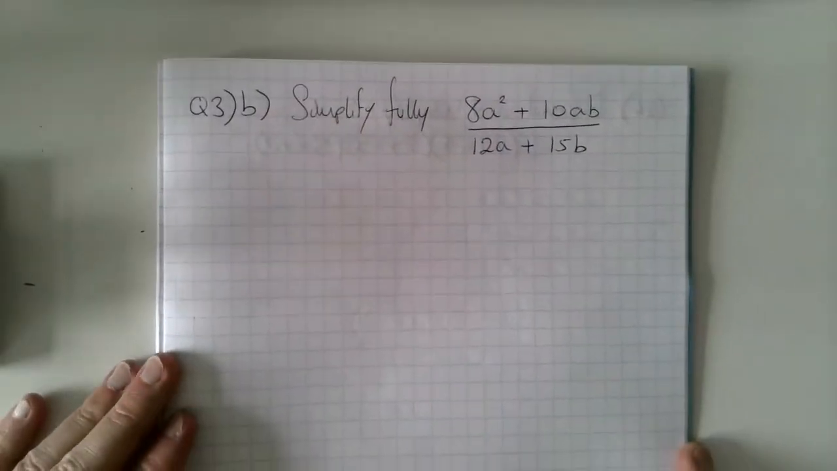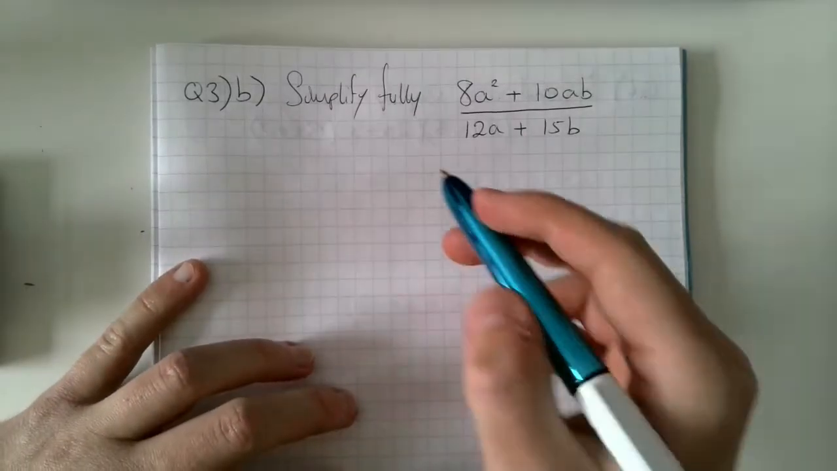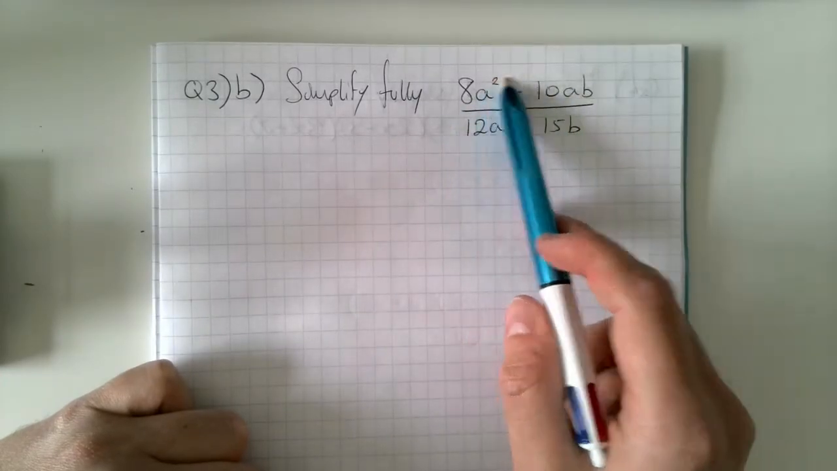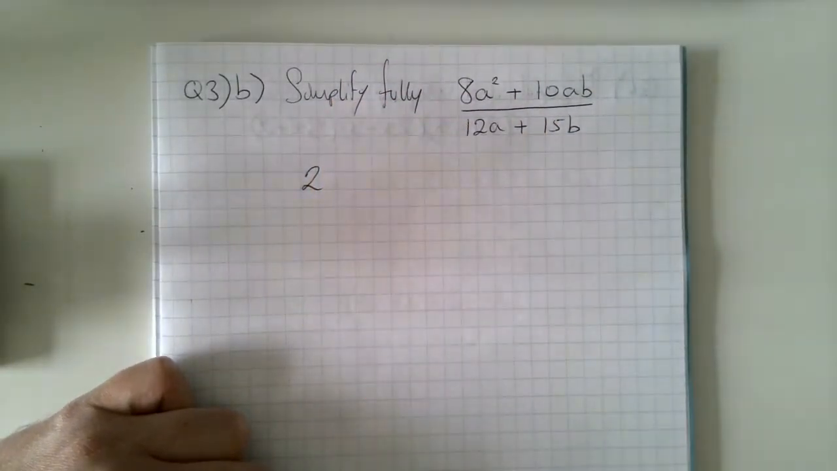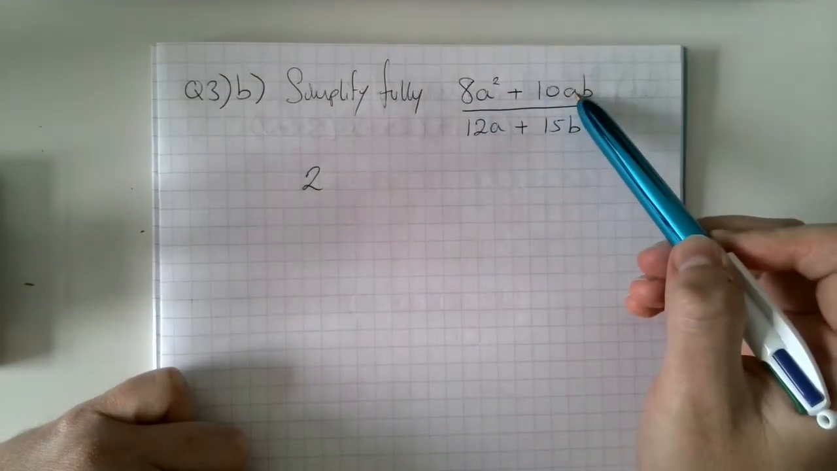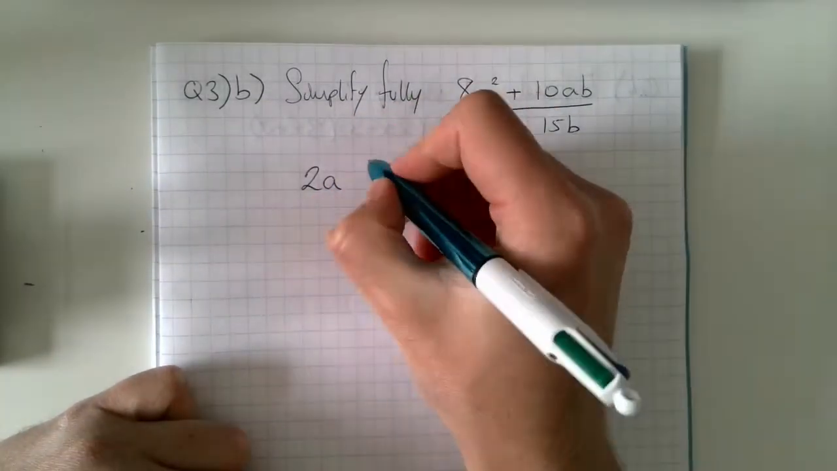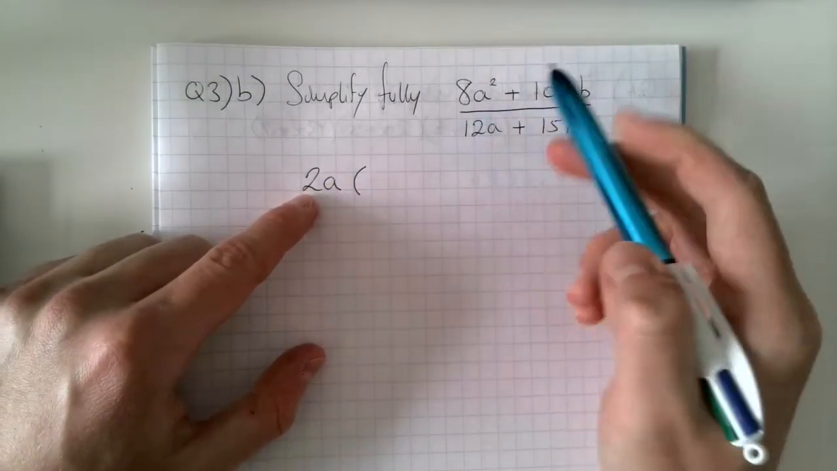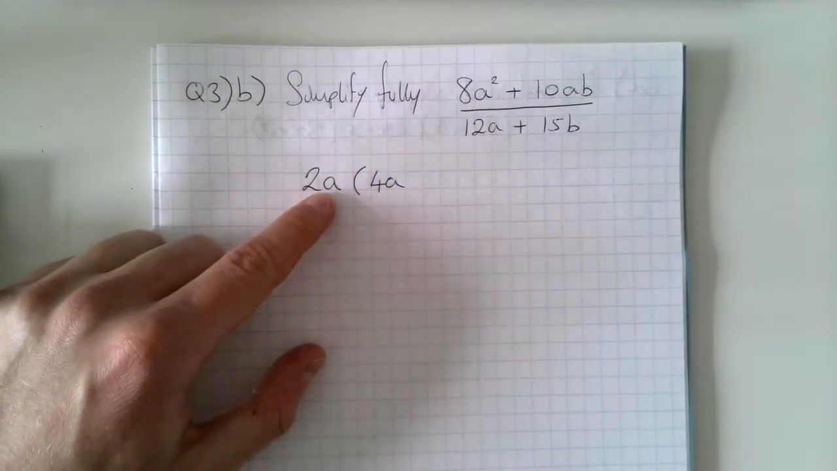Okay, 3b. Simplify fully 8a squared plus 10ab all over 12a plus 15b. Okay, with this I can take out some common factors. So what number goes into 8 and 10? If we're just looking at the top of my fraction first, well, 2 goes into both of those numbers. Here I've got an a squared, and over here I've got an ab. So all I can take out is one of the a's, because that's in both. Open bracket. 2a times what gives me 8a squared? Well, 2 times 4 gives me 8, and a times a gives me a squared.